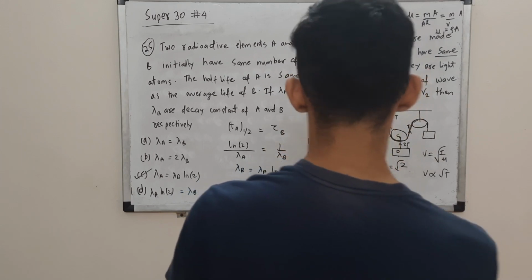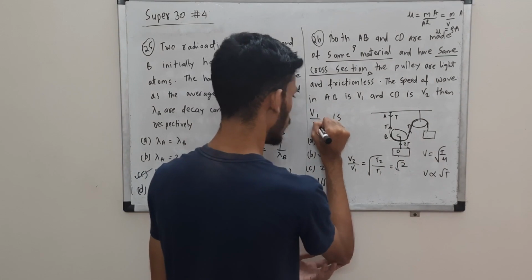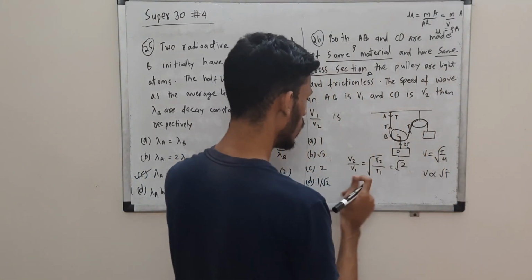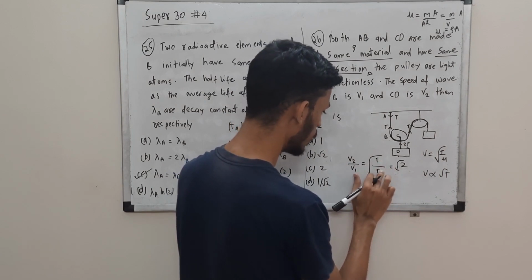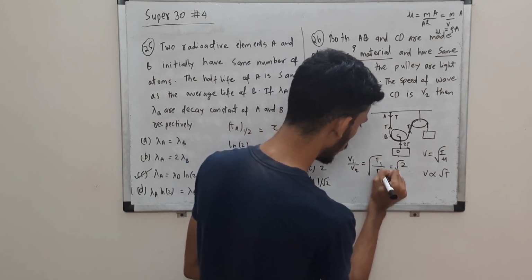Okay, we were asked for V1 by V2 in the question. I'm so sorry, V1 by V2, right? Yes, we were asked for V1 by V2. So it will be T1 by T2. Okay, just change it. So V1 by V2, so T1 by T2.